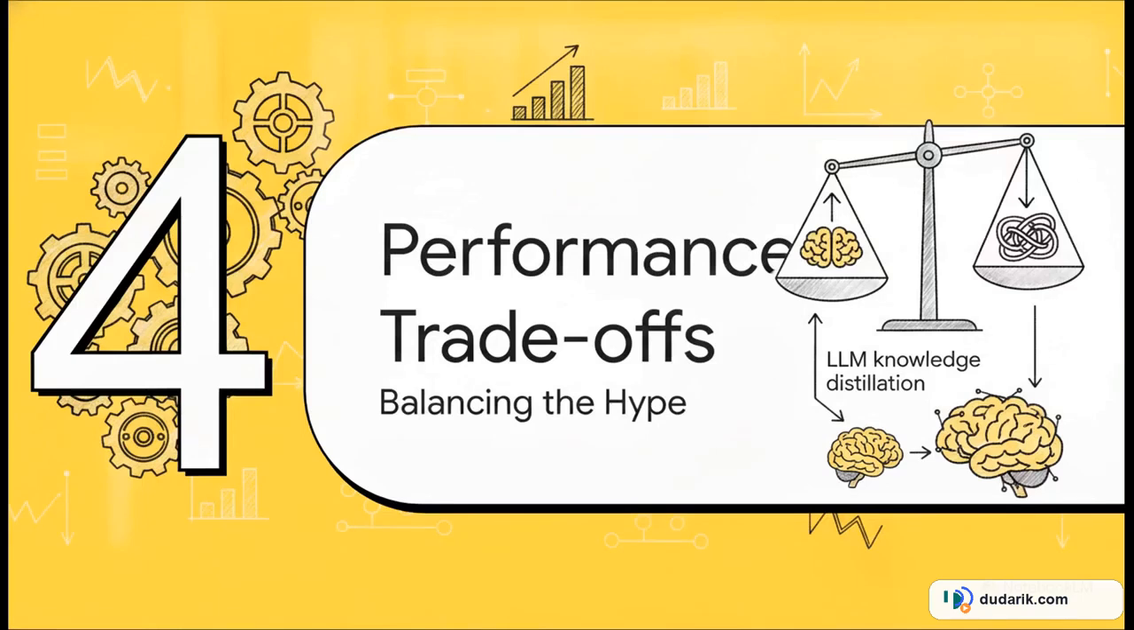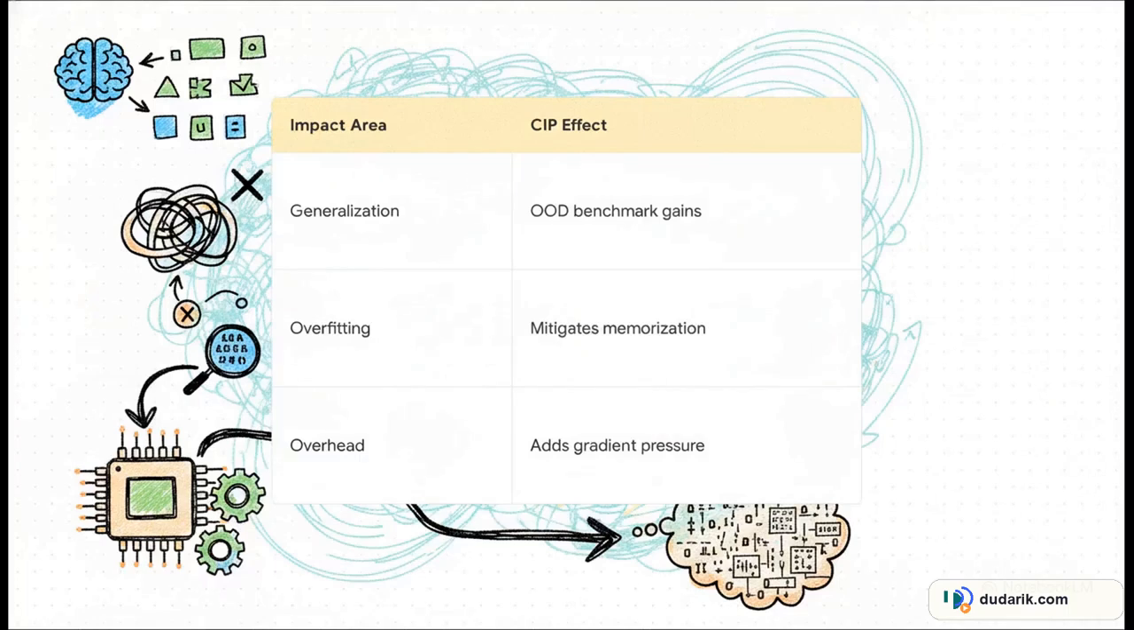Let's balance the hype a bit. Let's ground this complex math in developer reality and look at the actual impacts. For generalization, integrating CIP yields consistent, pronounced gains on out-of-distribution, or OOD benchmarks. And for overfitting, because explicit sparsification stops the student from simply memorizing teacher-specific patterns that failed to generalize, it massively mitigates the issue. But we do have to talk about compute overhead.